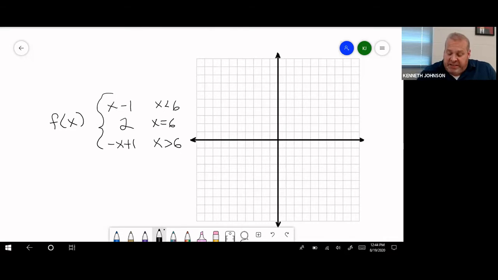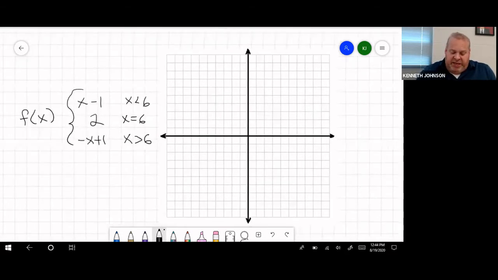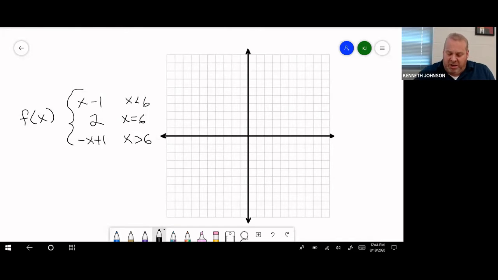When I'm graphing these, the first thing I like to do is look at what this critical number is, what they're talking about. And in this case, it's 6. And so I'm going to go over to 6, and I'm going to give myself a dashed line there just for reference. It's not part of the graph. It's just telling me that that's where my graphs are going to change.